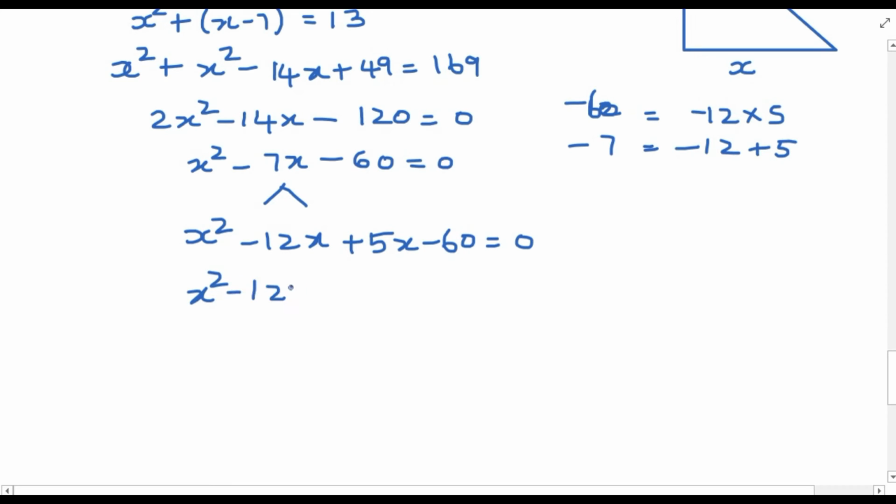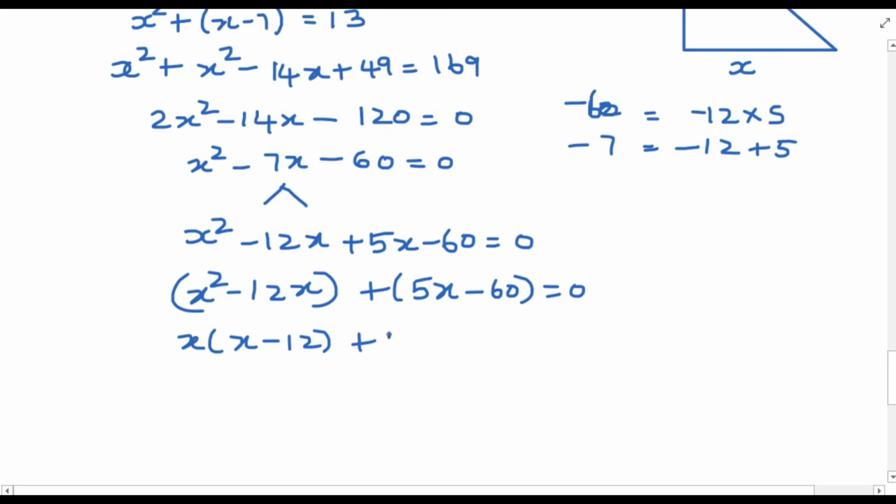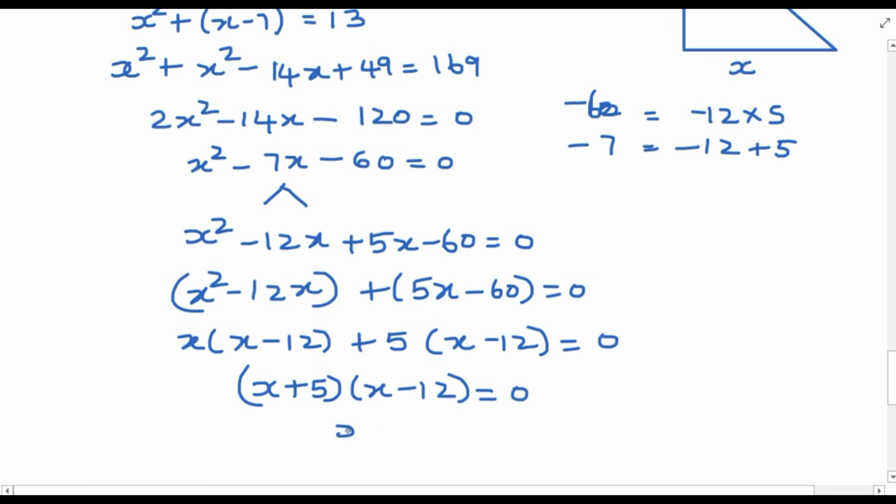Group this, x square minus 12x, this will form one group. 5x minus 60 will form another group equal to 0. x is common, x minus 12, 5 is common, so x minus 12 equal to 0. So we have now (x plus 5) into (x minus 12) equal to 0. That means x is equal to minus 5 and x is equal to 12.